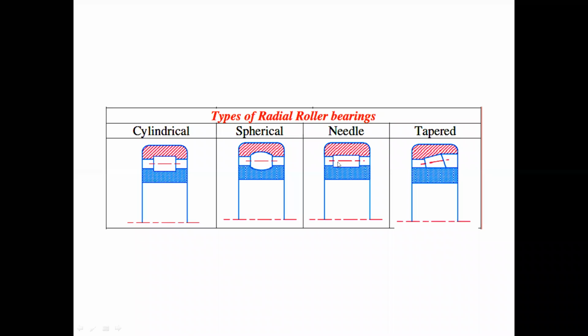So cylindrical, spherical, needle roller bearing, in the needle itself, the diameter of the roller is very, very small. जहाँ पे space कम है वहाँ पे needle roller bearing can be useful. Okay. So these are the types of ball bearing as well as roller bearing.